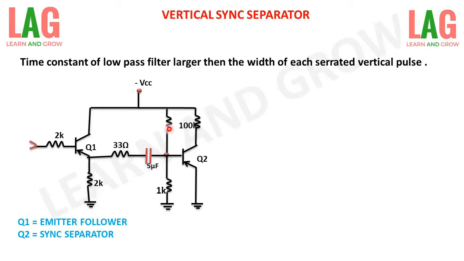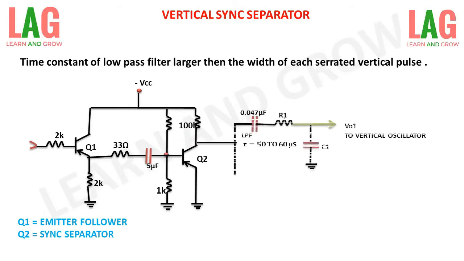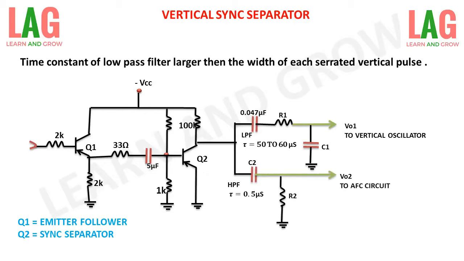The transistor Q1 acts as an emitter follower. The transistor Q2 acts as a sync separator. The output of transistor Q2 is fed as an input to the low pass filter to produce the vertical pulse. The same output is fed as an input to the high pass filter to produce the horizontal sync pulse.